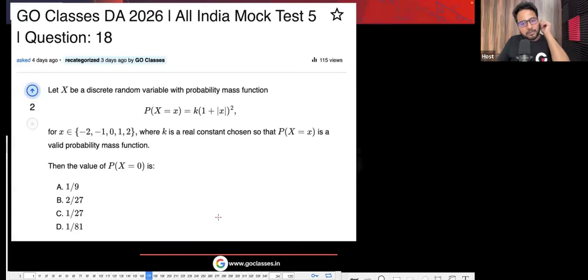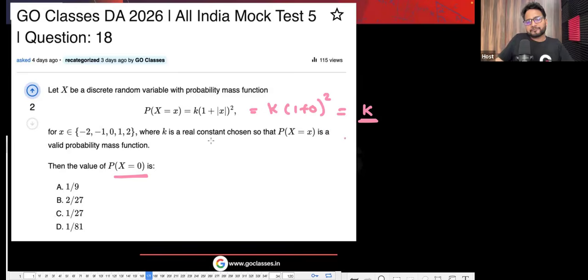Now let's solve this question. In this question, they're just asking for the probability of x equal to 0. The probability of x equal to 0 will be just, I think, k into 1 plus 0 square, which is just k, right? So the answer will be k, but obviously they're asking for the numerical value, not in terms of k. So let's just find out the value of k, right?